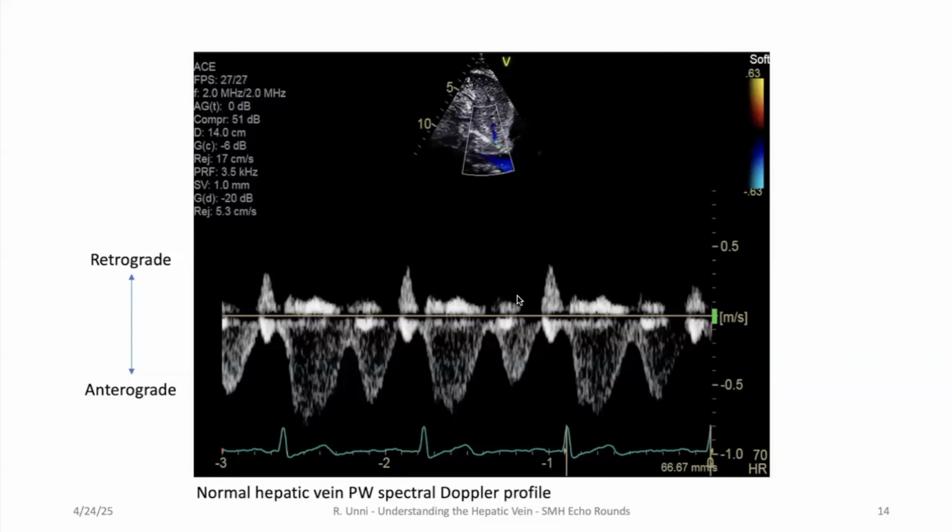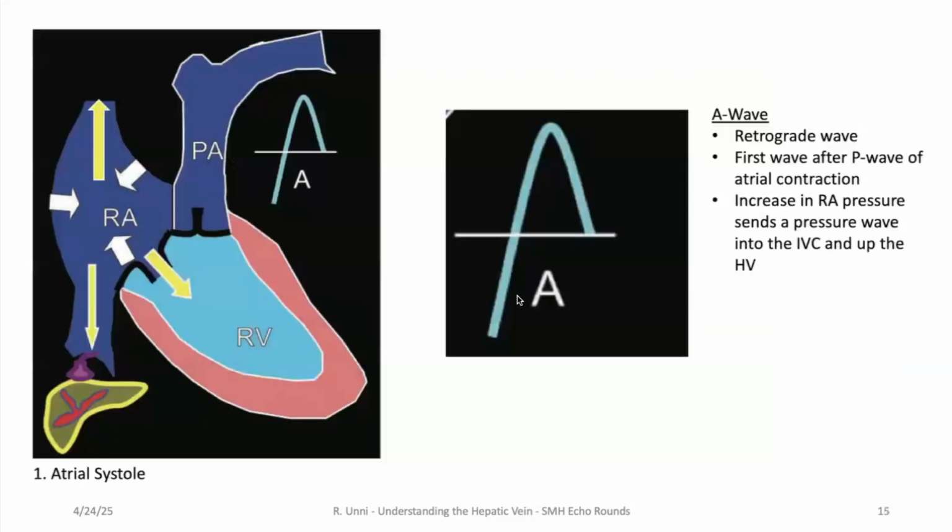So the very first wave in the hepatic vein PW profile is the A wave. This is a retrograde wave of flow, so going backwards towards the hepatic vein, and it's created by atrial contraction. As the atria contract, you have a rise in pressure in the RA, and that sends a pressure wave backwards in the IVC and up the hepatic vein.